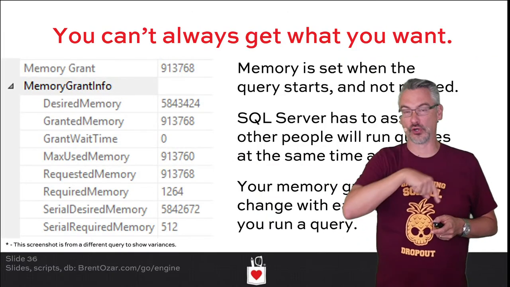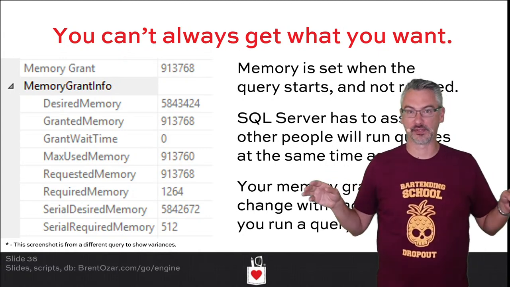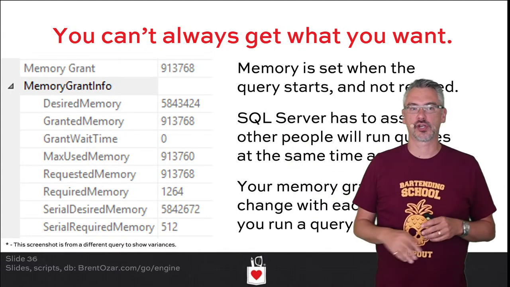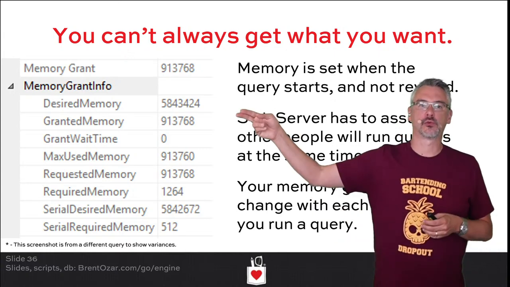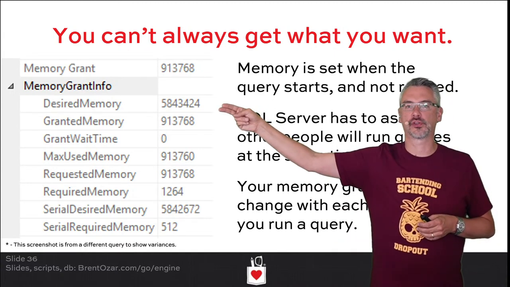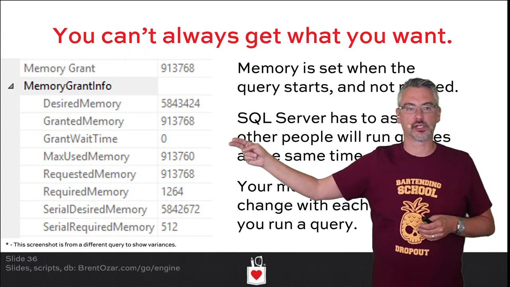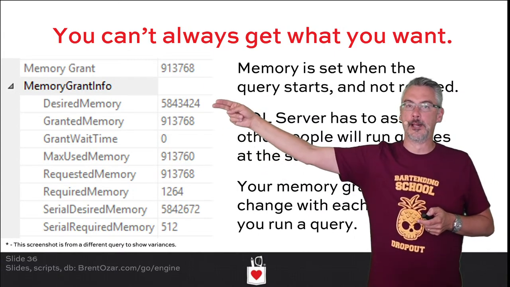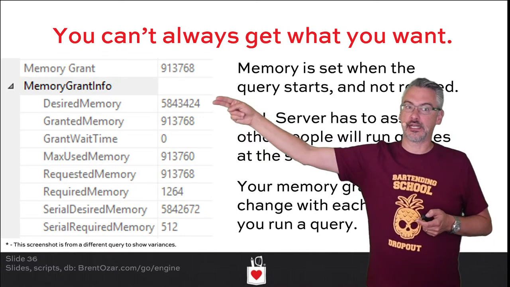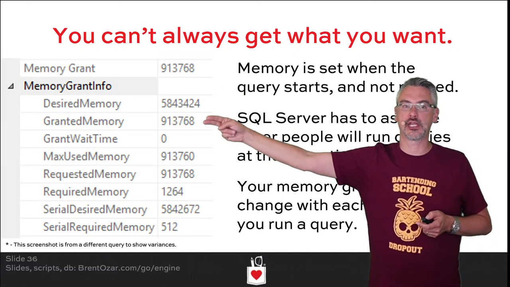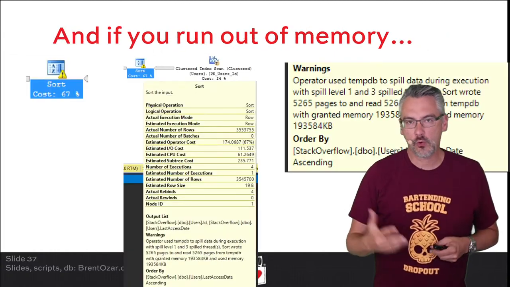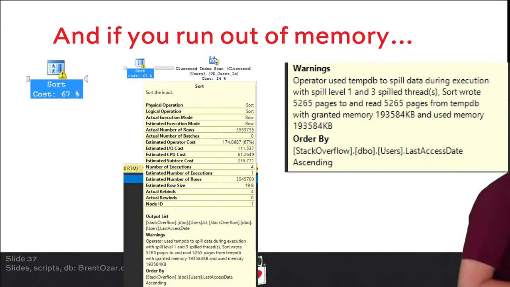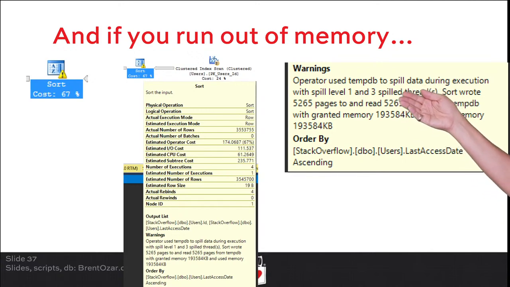In the real world, that's often not what happens at all. This is a screenshot from a completely different query where SQL Server desired 6 gigs worth of RAM in order to run the query. Unfortunately, we just couldn't give it that much, so we only gave it 900 megabytes worth of RAM. SQL Server knew this was going to be an ugly query that needed a lot of memory for things like sorts and joins. It just couldn't get it. And when the query ran out of memory, you'll see a little yellow bang on some execution plan operators saying, warning, I use tempdb to spill data.